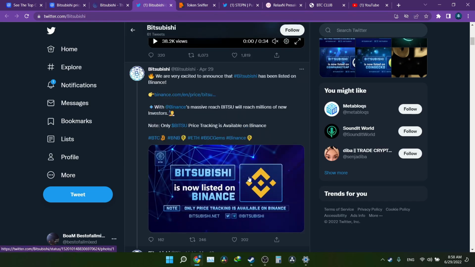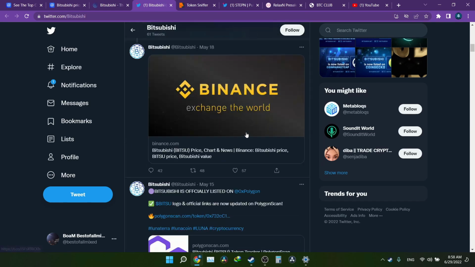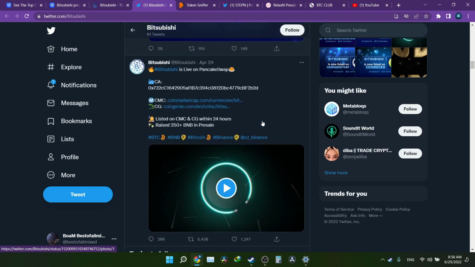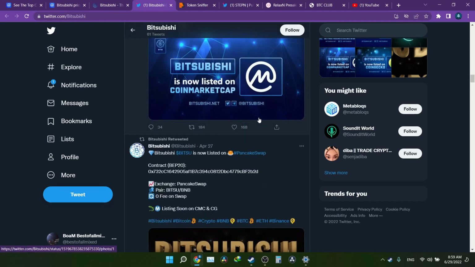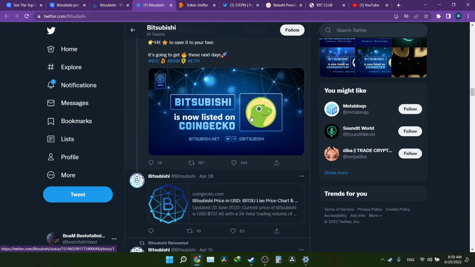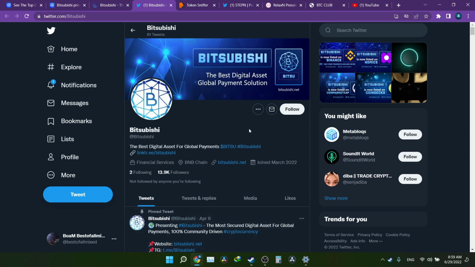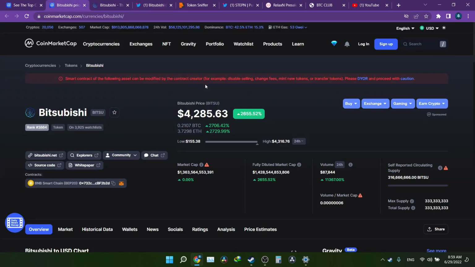And guess what? Yeah, they have been listed on Binance, according to them, right? And then a lot of things, I would say: Bitsubishi is listed on Nomics, and then listed on CoinMarketCap and CoinGecko. So they definitely have lots of hype around them. But is it, as I said, legit or not legit? Let's take a closer look at it.